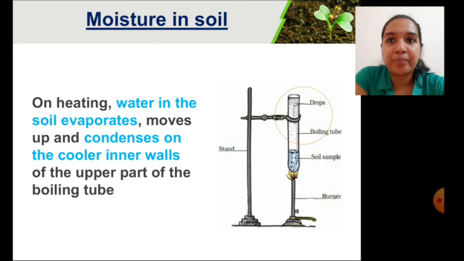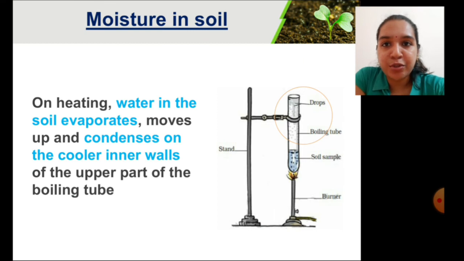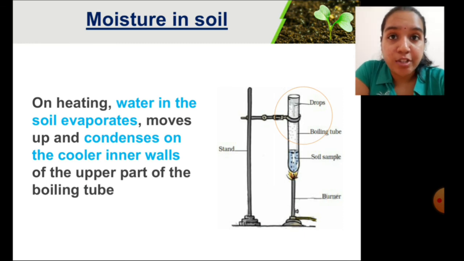I hope you remember the activity for moisture in soil we have learnt, where the water content of soil gets deposited on inner walls of the test tube upon heating. That shows that the soil sample you have collected has either moisture in it or not.